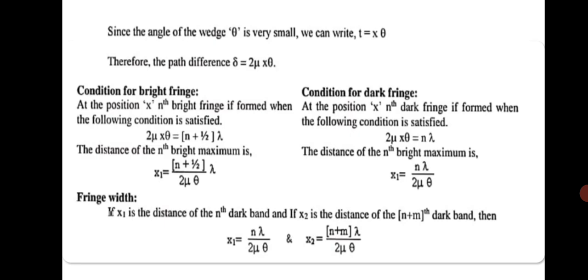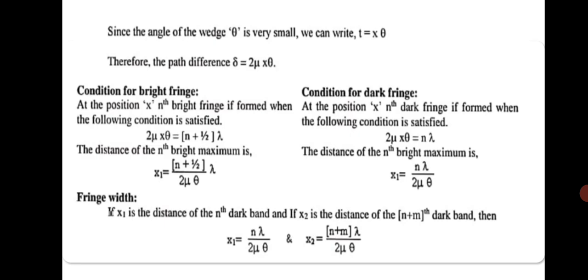Therefore, condition for bright fringe. At the position x, the nth bright fringe is formed when the following condition is satisfied: 2 mu x theta is equal to (n plus 1 by 2) times lambda. The distance of the nth bright maximum is x1 equal to (n plus 1 by 2) into lambda by 2 mu theta.